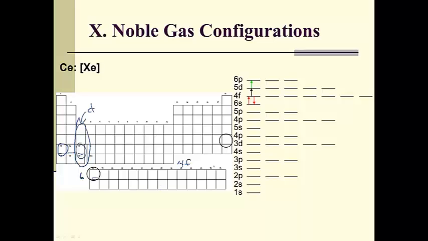Now, even though the 4f is lower than the 5d, we actually write it last. We don't write it as 6s2, 4f1, 5d1. You write this one last. Why? Because if you write it correctly, when you look at the last thing, you should be able to figure out where the element is located. You should say 4f. Oh, so that's in row 6 in the F block, and it's the first one.